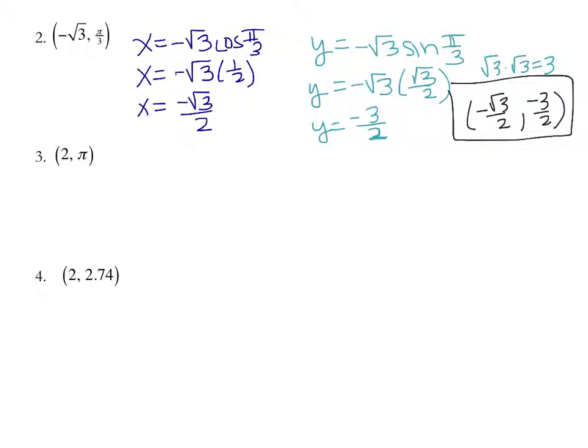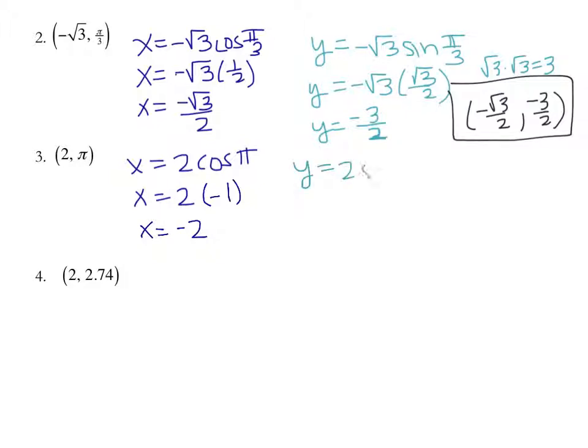Alright, and the third one, if I want to find x, x is going to be 2 times the cosine of pi. And cosine of pi is negative 1. So the x coordinate is going to be negative 2. And then to find the y coordinate, we're using 2 times the sine of pi. And with this one, sine of pi is actually 0, so we get y equals 0. So the coordinate is over negative 2, up 0.